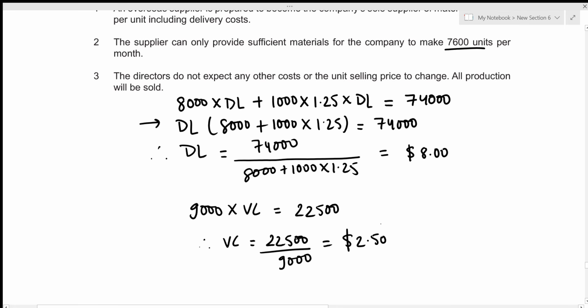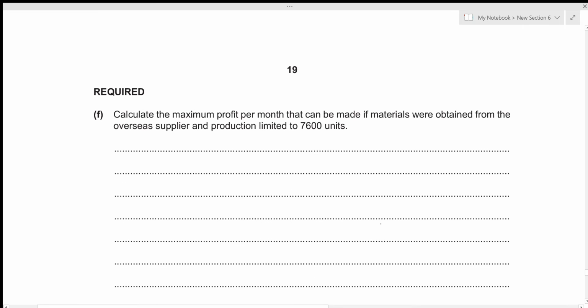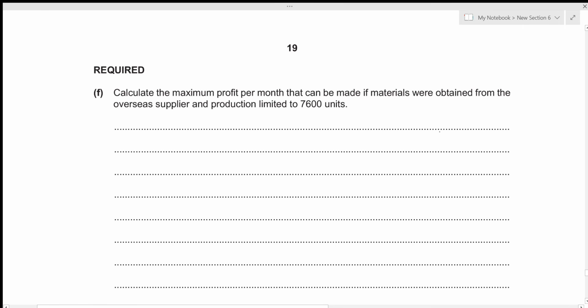Alright, now we can work on our question. In order to figure out the maximum profit per month, we will reduce all of the costs from the total revenue. Now let's figure out the value for the revenue. We were told that 7,600 units will be produced and sold. And the selling price is to remain constant at 30, as given in the question. So the total revenue will be 228,000.